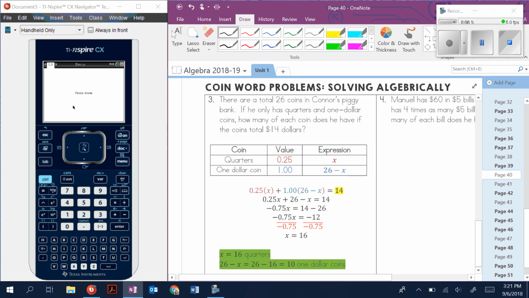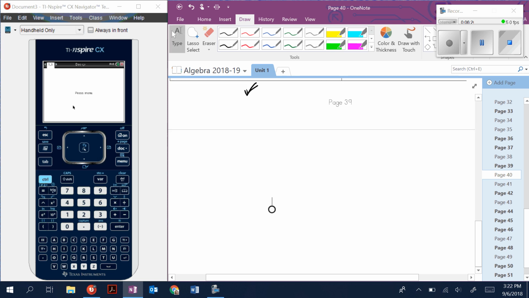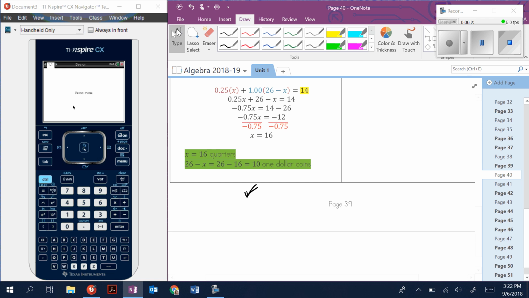Why did that go away? Oh, it doesn't like me. Oh well. All right, oh, there it is. Oh, something's happening here. It's getting angry. All right, we'll erase those.